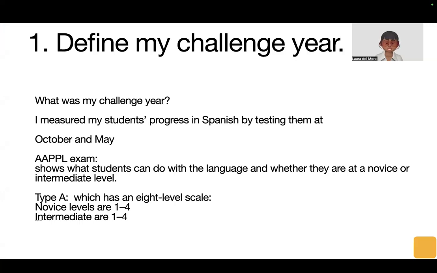I used the AAPPL exam, which shows what students can do with the language and whether they are at a novice level or at an intermediate level. I used type A. There are two types for the AAPPL exam, type A and type B. Type A has an 8-level scale. It goes from novice 1 to 4, so novice 1, novice 2, novice 3, novice 4, and the same for intermediate, intermediate 1, and then 2, 3, and 4.